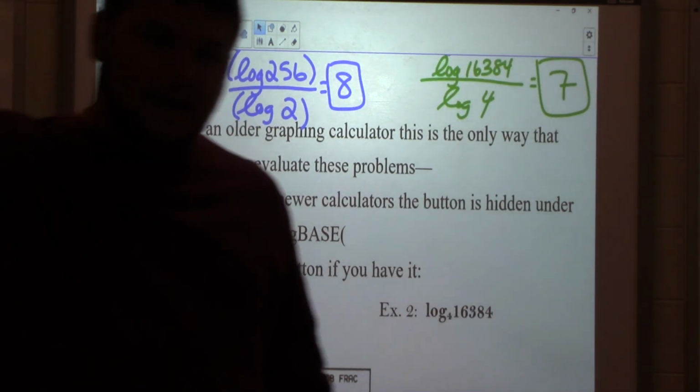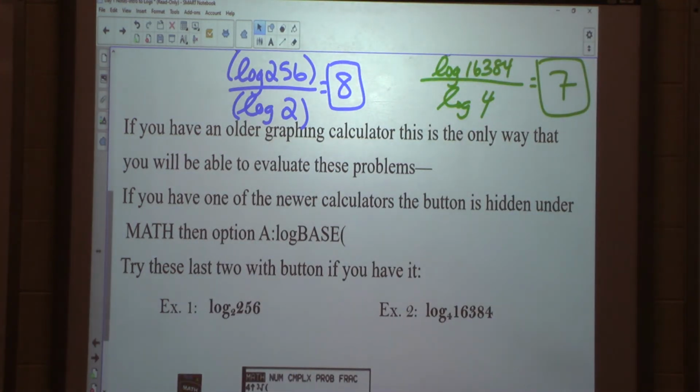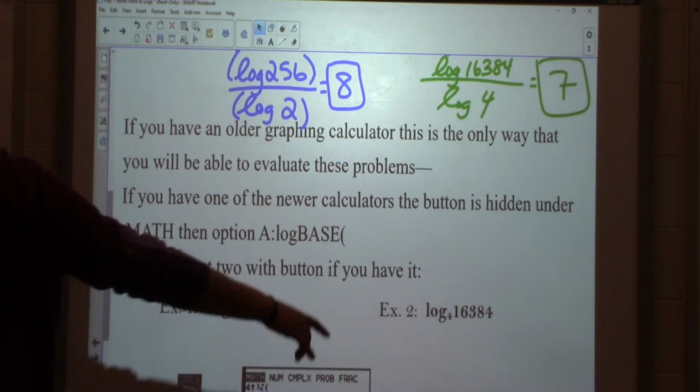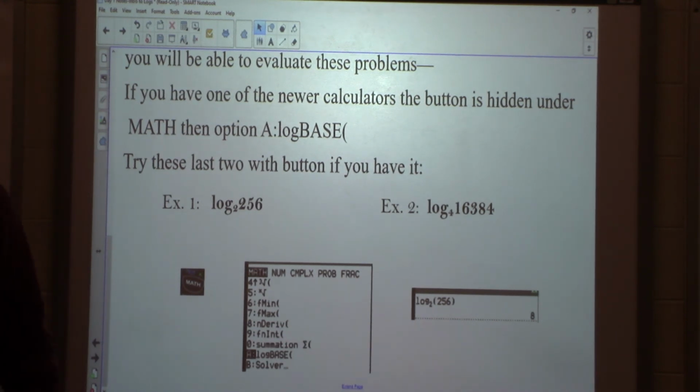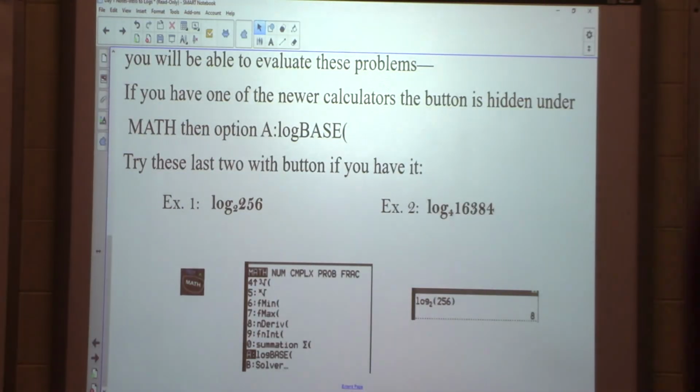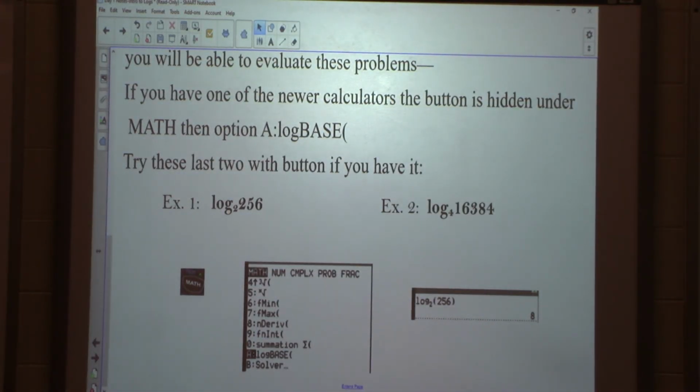If you have a newer calculator, you can go into math and go down to option A. It says log base. You can click on that and put in whatever you want. So you put in log base 2 of 256, and it should spit out the same answer as the change of base formula. The older ones will not have that. It's not on the first screen, it's option A. Math, alpha, A. You get log base, then you plug in log base 2 of 256, and you get your 8.